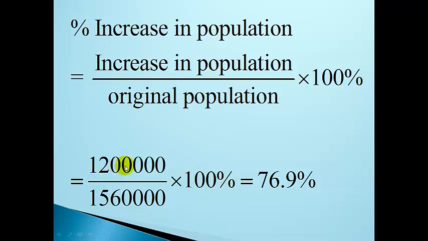And 1.2 million divided by 1,560,000 times 100% is equal to 76.9%. So that is the percentage increase in the population. The percentage increase in the population is equal to 76.9%.